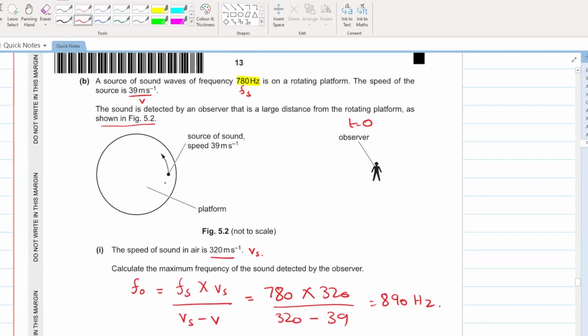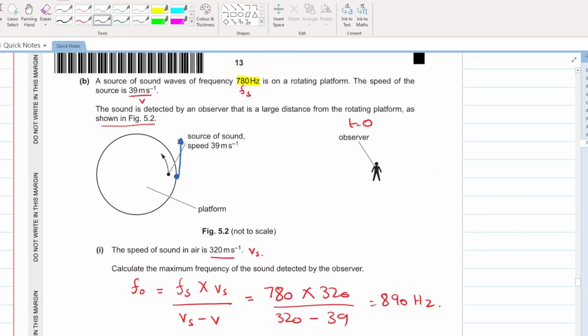Now I will draw three positions of this source. Pay attention, I need your undivided attention. Currently, beta, the examiner is saying the sound source is in this position. It is moving upwards like this.